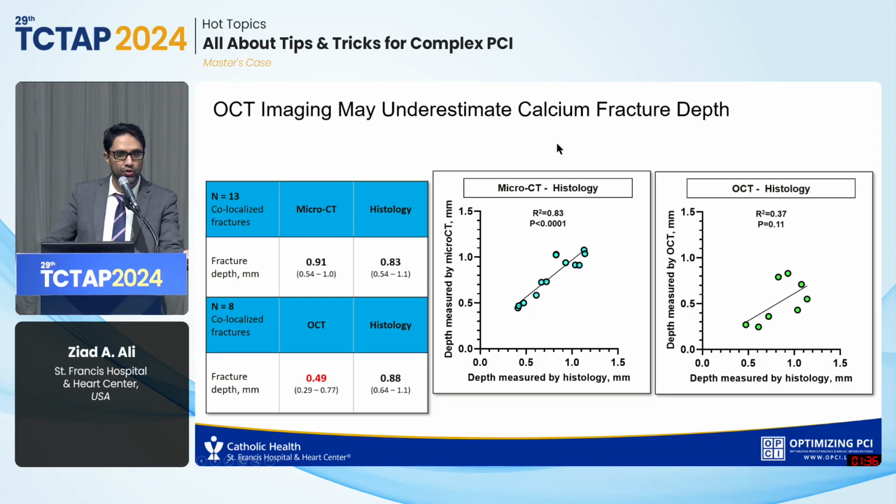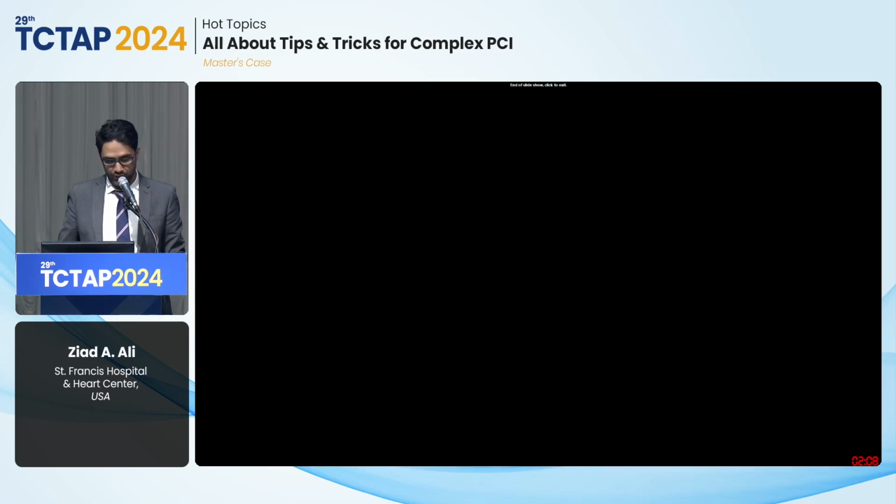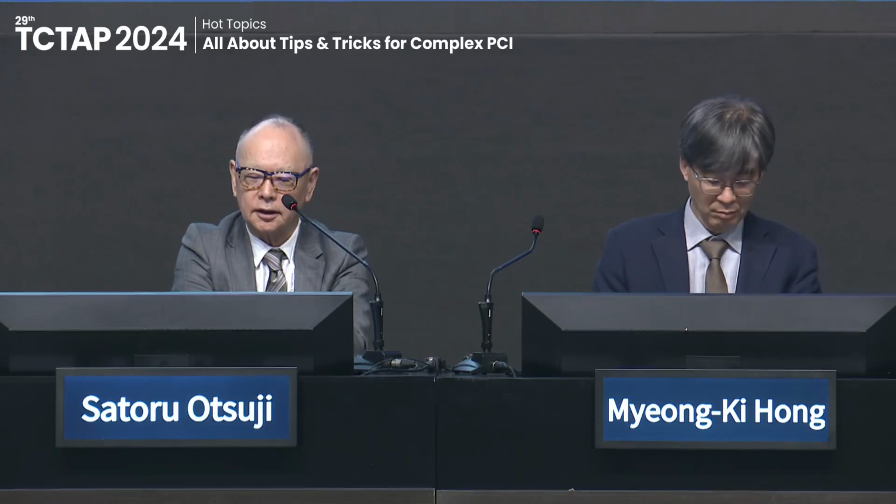Of course, we are unable to do micro-CT at the moment in human coronary arteries. So this ex vivo study basically showed firsthand histological examination comparing OCT and micro-CT, showed that micro-CT correlates with histology very well, but OCT does not. OCT as a result may underestimate the presence of calcium fracture and fracture depth. The take-home message is, if you see fractures on your OCT, the vessel is prepped. If you don't see fractures, it doesn't mean it's not prepped. So you need to rely on your non-compliant balloon and advanced fluoroscopy. Thank you very much for your time.